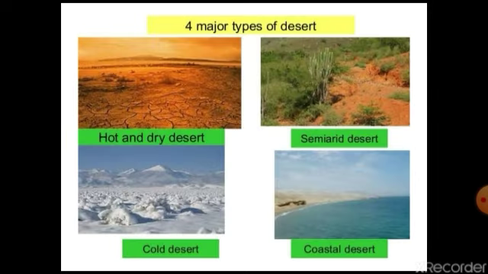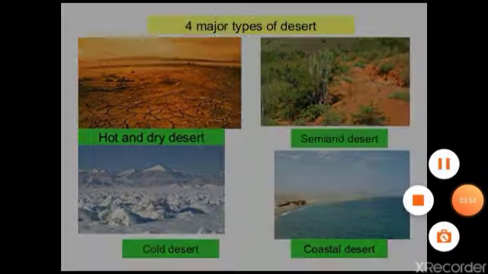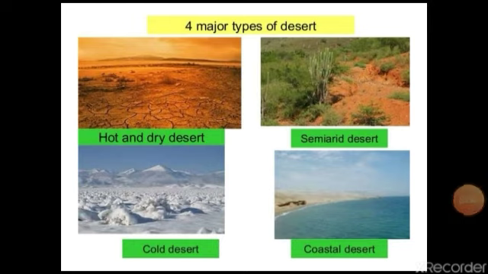The four major types of deserts are hot and dry desert, semi-arid desert, cold desert and coastal desert. Hot and dry desert, which is general, we always think of as a dry place. Semi-arid desert, which has some vegetation, and cold desert. Cold desert is nothing but a place covered full of ice. So Antarctica can be considered as a desert according to this. And coastal desert, where sea and desert combine.